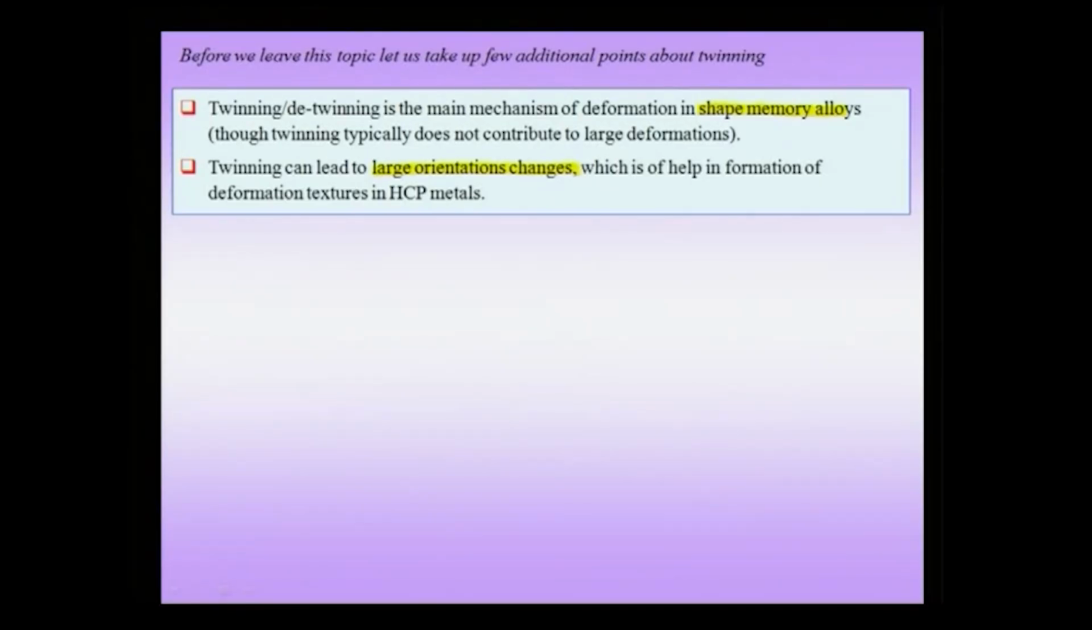So, to summarize this slide, though twinning typically does not give large deformations, it may help by giving large rotations, which plays an important role in the formation of texture of HCP materials, and additionally in important materials not only of good academic interest, but also in terms of applications; they play an important role in the deformation of shape memory alloys.